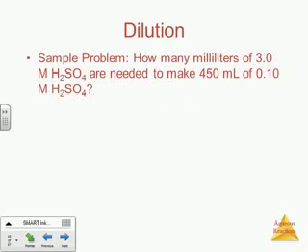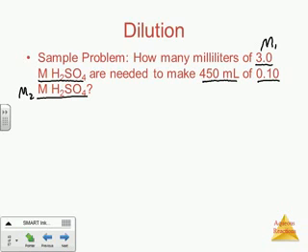So, let's do an example of that. How many milliliters of 3.0 molar H2SO4 are needed to make 450 milliliters? There's a lot of words there. So basically it looks like we've got an original concentration here, and we've got a final concentration here, okay, and then a final volume. Alright, so I'm just going to label these things. This will be our M1 here. This one down here will be our M2, and this will be our V2, okay? And then what we're trying to find here is our V1. That's what we don't know.